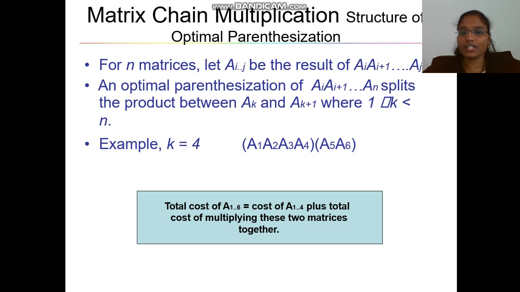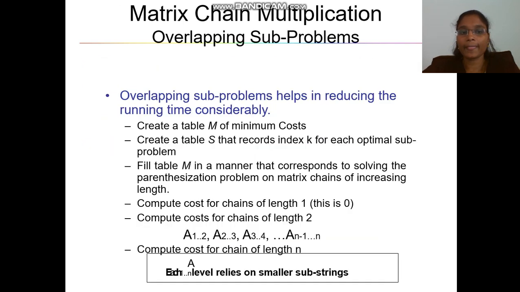While doing this matrix chain multiplication, the 2 main things to take care of are, first, the structure of the optimal parenthesization, that is, at what point the chain has to be broken and which 2 parentheses have to be multiplied together. That is what is needed while finding the optimal parenthesization. The other one is overlapping subproblems. Sometimes the same subproblem may come repeatedly, so overlapping them helps in reducing the running time considerably.